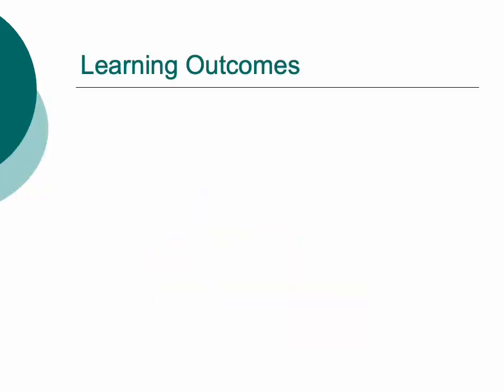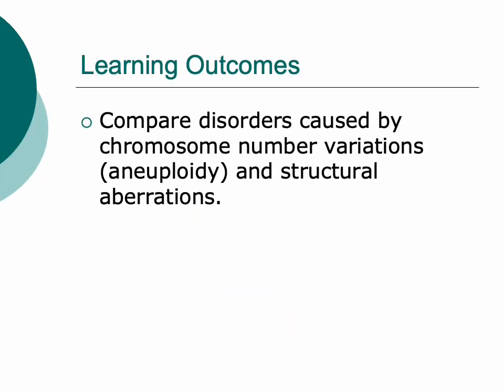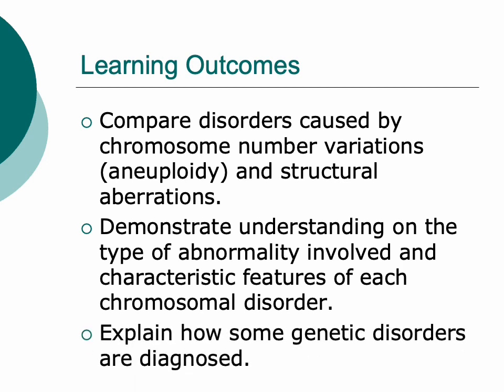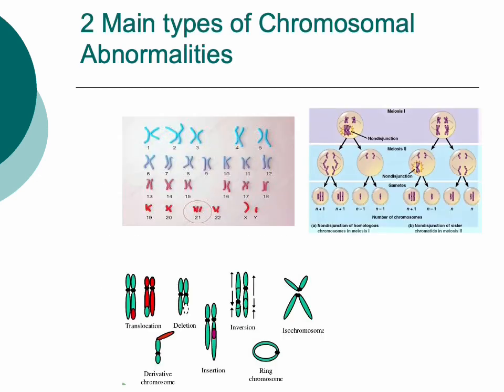Now, these are the learning outcomes for this lecture. We'll be comparing disorders caused by chromosome number variation or aneuploidy, as well as structural aberrations. We'll also demonstrate an understanding of the type of abnormality involved and the characteristic features of each chromosomal disorder. And we'll also explain how some genetic disorders are diagnosed.